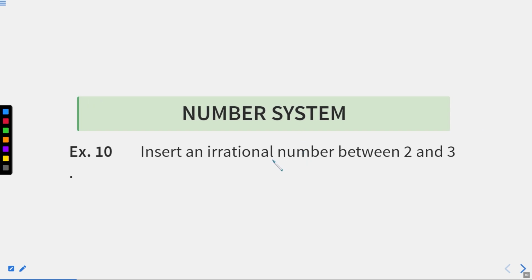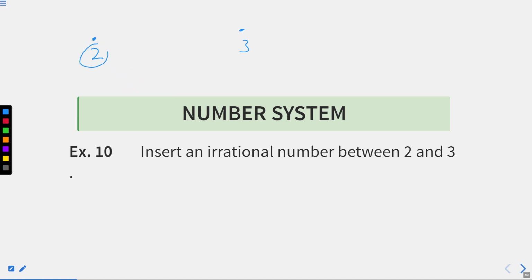Now inserting an irrational number between two rational numbers is quite easy. How? Just do nothing. We have to find out irrational numbers between 2 and 3. So we know the irrational numbers must be not terminating. So we have to make such a decimal form which is in between 2 and 3 but not repeating and not terminating. It is quite easy.